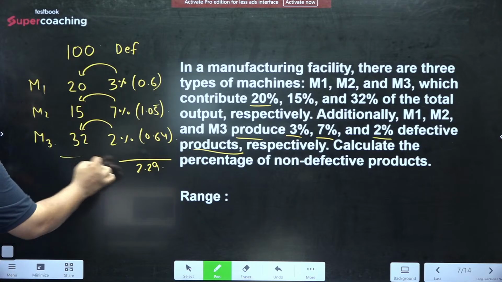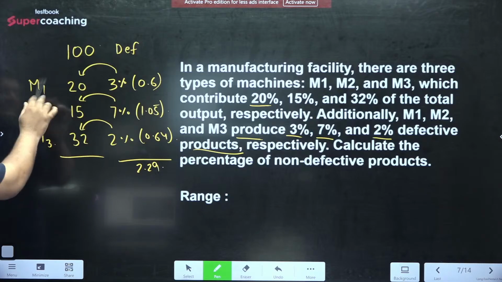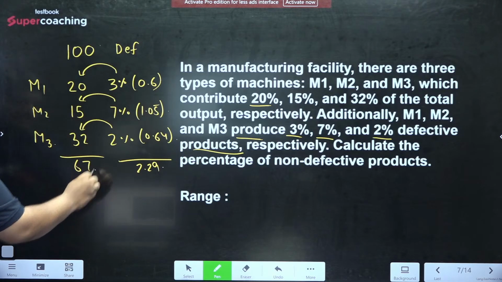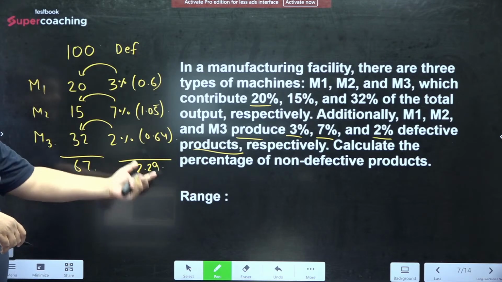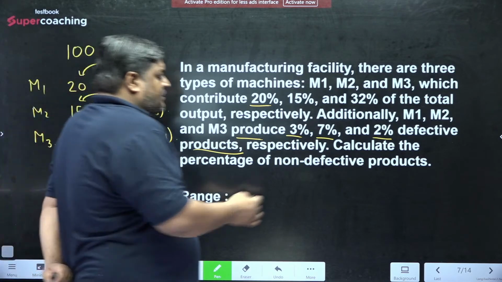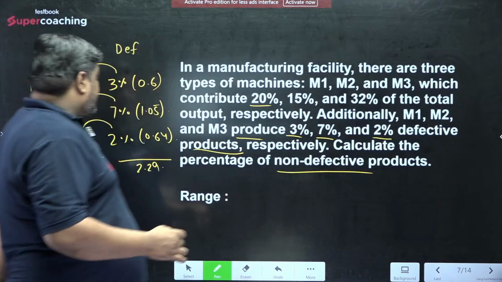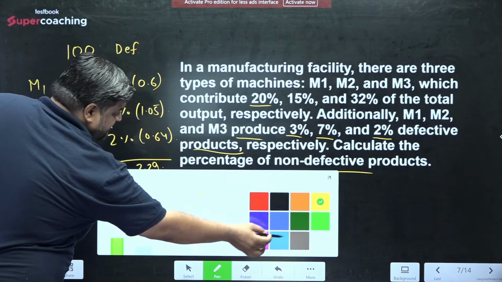Okay, and their total production is how much? 32 plus 15 is 47, plus 20 is 67. 67 is the total production, out of which 2.29 is defective. How much is non-defective? They are expecting non-defective products. How much is non-defective? 67 minus 2.29? Yes or no?